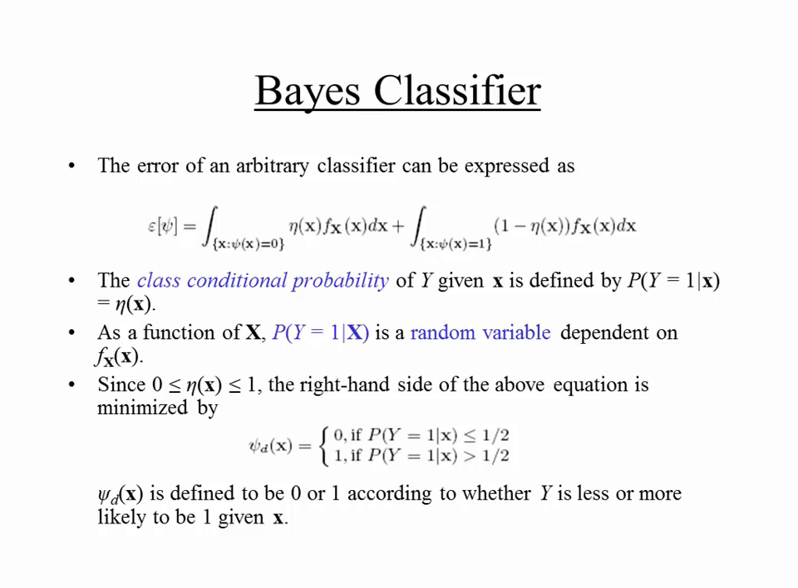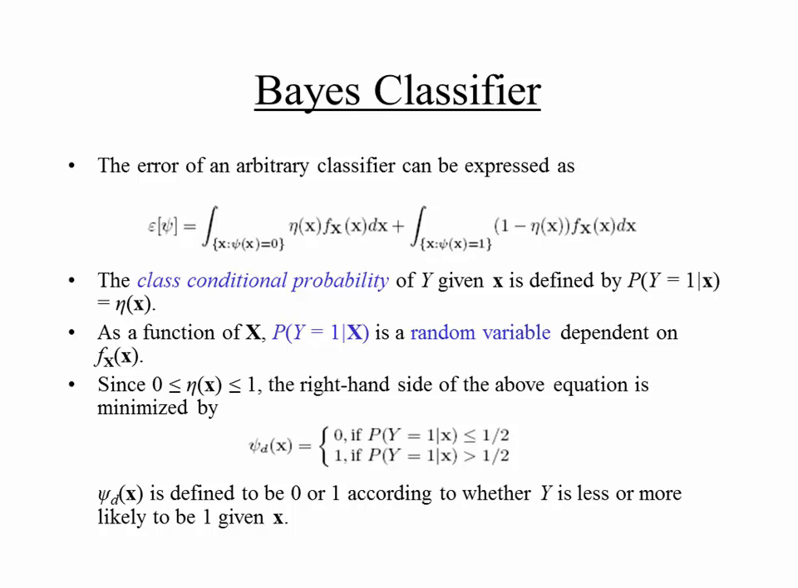So now I want to choose this psi, this function here, the classifier, to minimize this fellow. Now look, eta of x, we said, was the probability that y equal to 1 conditioned on x. So that is a number between 0 and 1. Here you have eta of x, here you have 1 minus eta of x. This f_X of x is common between this integral and the other integral.